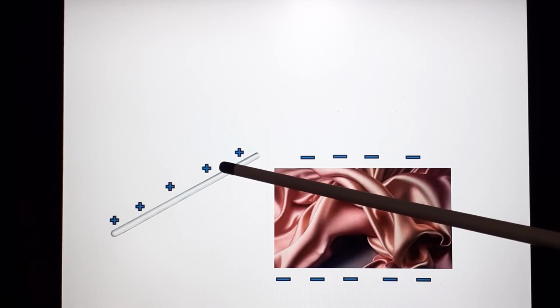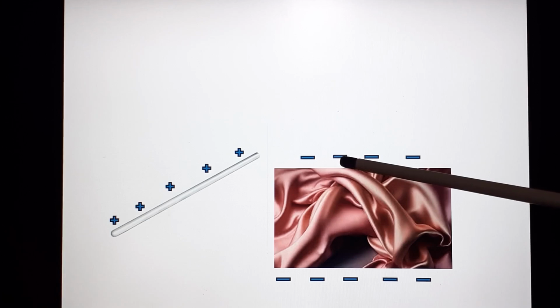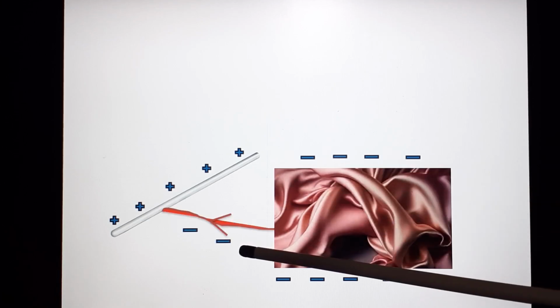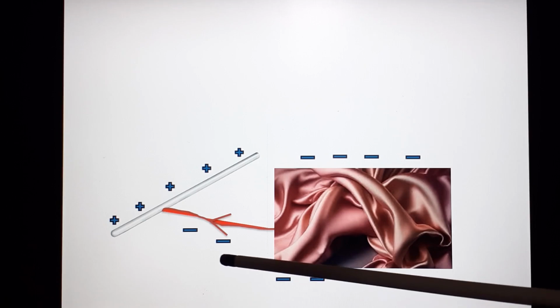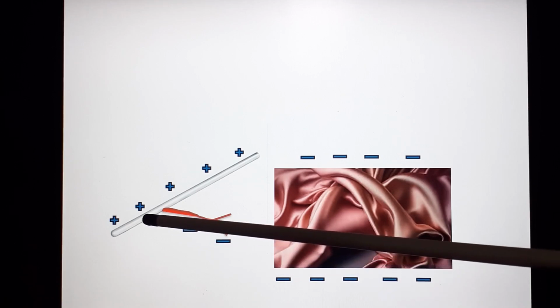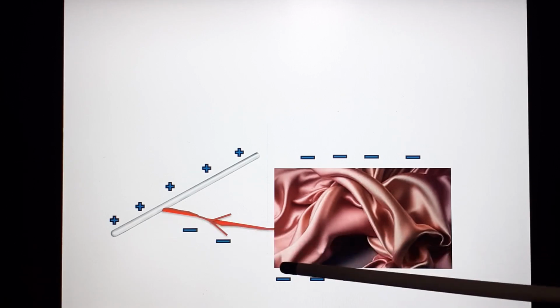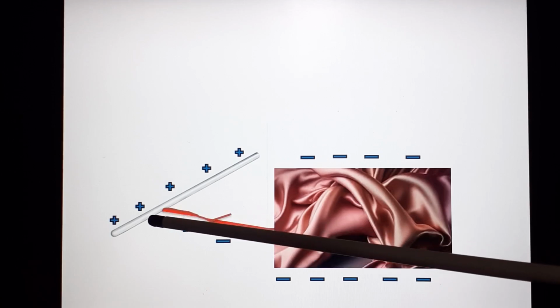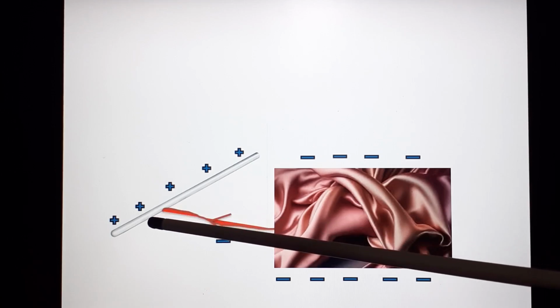The glass rod gains positive charge and the silk gains negative charge. Now I am connecting them with a wire. Now negative charges, that is electrons, are flowing from one point to the other. So when charges flow from one point to another, it constitutes current.